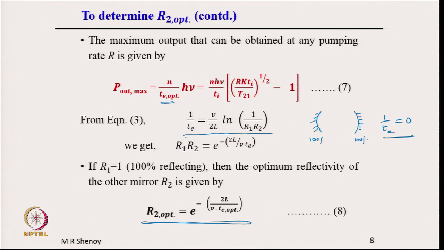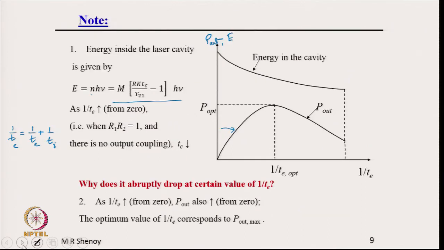So, 1/T_e would increase if R_2 starts decreasing from 1. If R_2 decreases below 1, then this term becomes more and more, and therefore 1/T_e would increase. That is the meaning of this statement. As 1/T_e increases starting from 0, which is when the reflectivity is 1, that is when R_1 R_2 is 1, there is no output coupling at that point. That is why the power output is 0, all the energy is inside the resonator. So, this is the energy in the cavity.